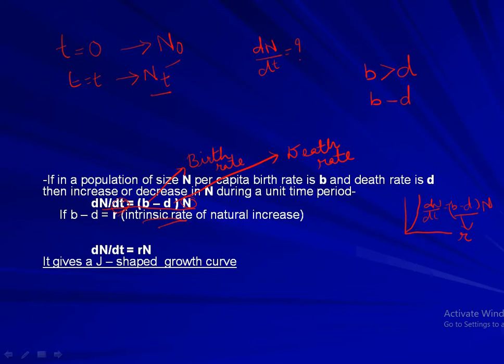So here dN/dt is the increase or decrease in population in unit time period. So let us see how we get this exponential relationship. For that we'll try to derive the exponential growth equation from this very equation. The equation which we have is dN/dt = rN.